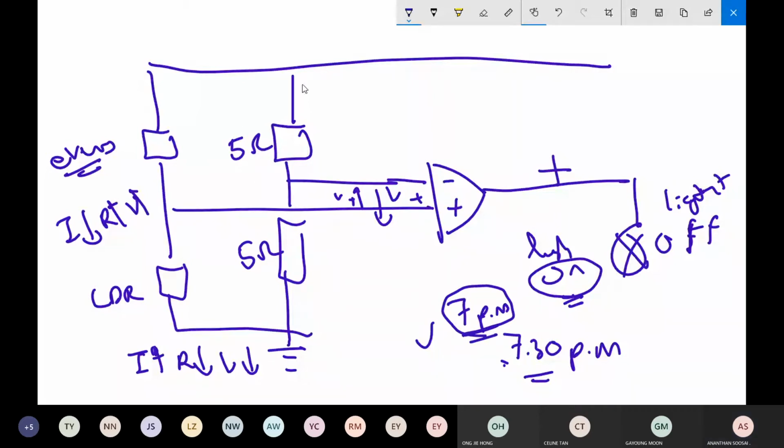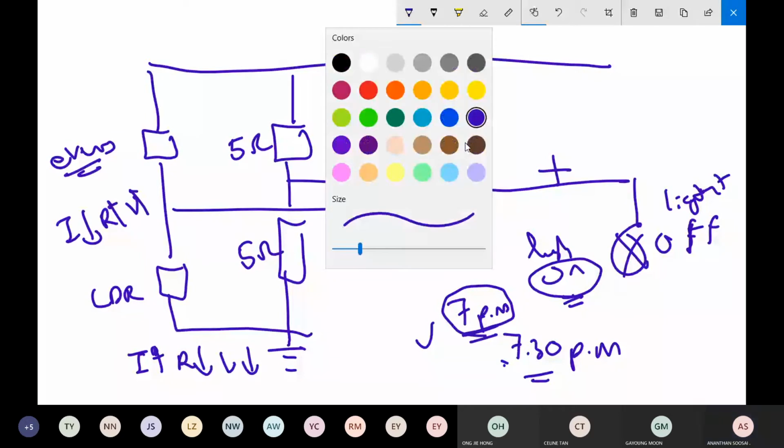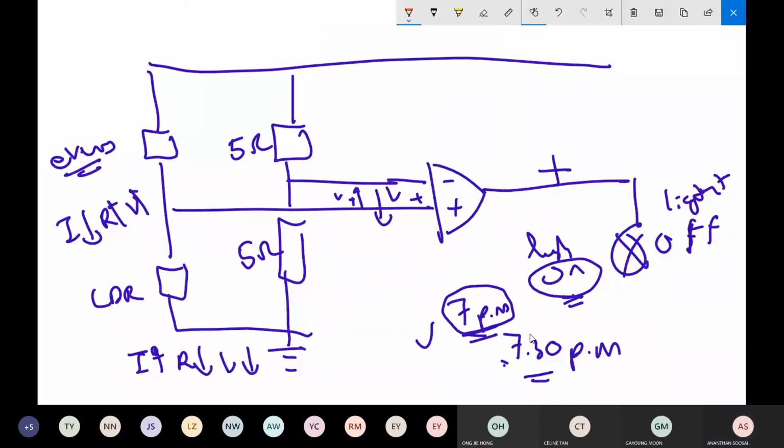Tell me, what should you do to the circuit so that it switches on at 7 p.m.? First, resistance 1, 5 ohm here. Do you increase this resistance or decrease this resistance so that it can switch on at 7 p.m.? Increase. So increase this 5 ohm. Is it increase? Okay, let's see. Why do you increase this 5 ohm?